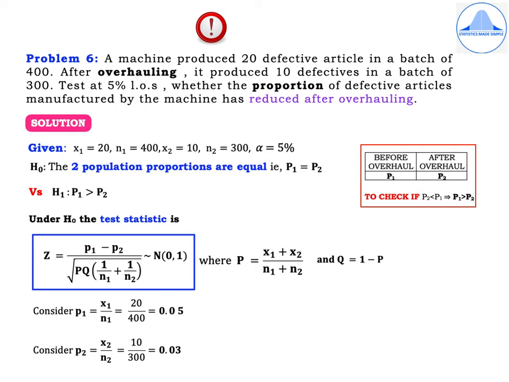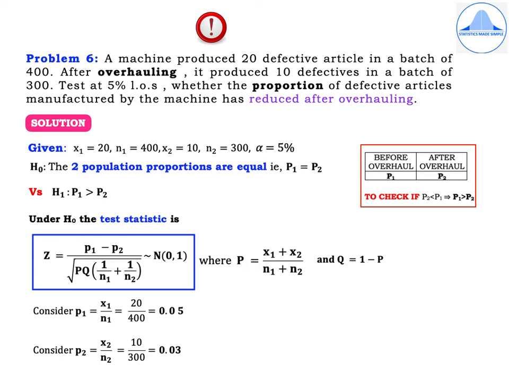Okay, so listing down the values under given, we have x1 is equal to 20 and n1 is 400, x2 is equal to 10 and n2 is equal to 300, and alpha is 5%. Then write H naught: the two population proportions are equal, that is capital P1 is equal to capital P2.